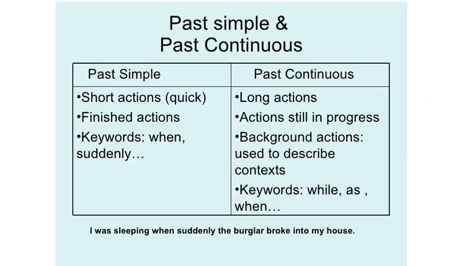Let's have a look at some key points of past simple and past continuous tense. In the past simple tense, we use short actions that are quick. Actions are finished within the sentence and the keywords used are when or suddenly. In the past continuous tense, we use longer actions, actions still in progress, background actions used to describe context, and the keywords that we use are while, as, when. For example, I was sleeping when suddenly the burglar broke into my house.